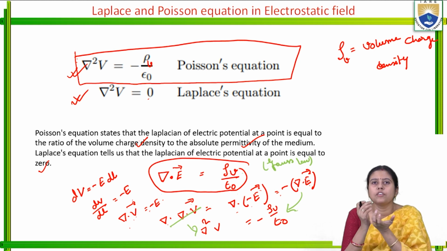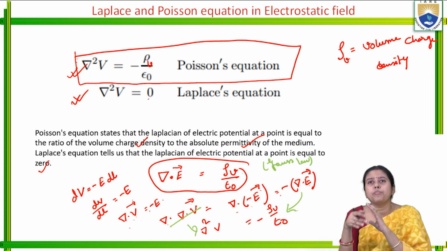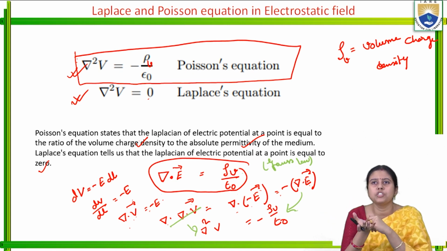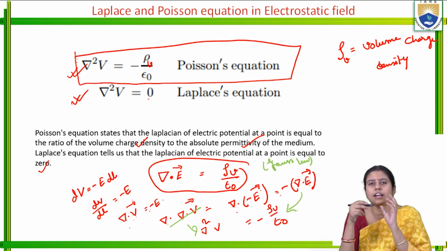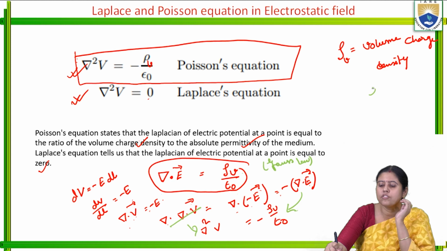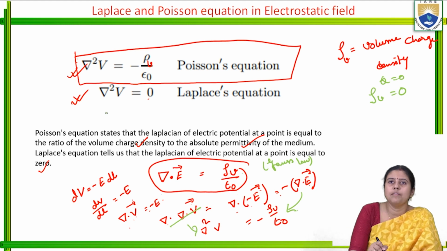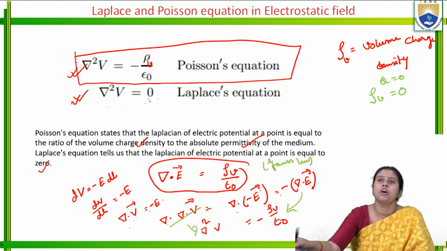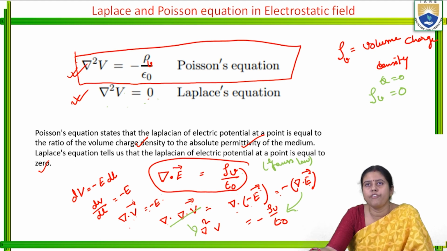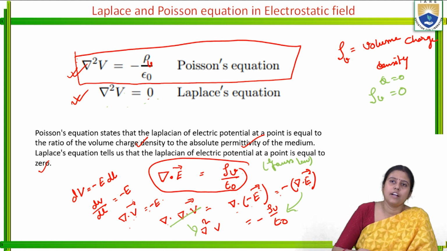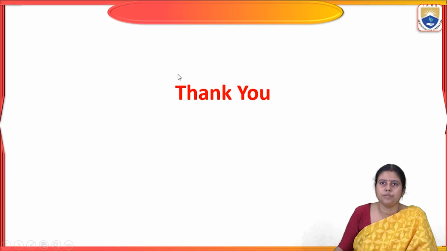Now, Poisson's equation will be applicable in any medium. But if we think about free space, what will happen? Or inside any conductor, there is no charge, and no charge means rho V is equal to 0. And at that time this equation becomes grad square V equals 0. So this is the modified Poisson's equation, or we can tell it is the Laplace equation.